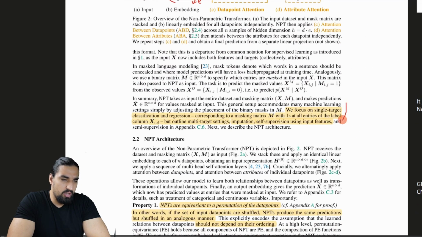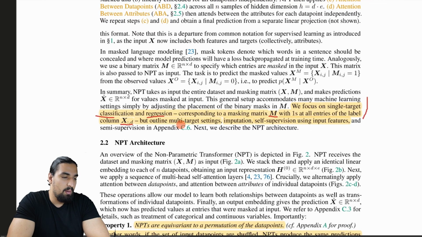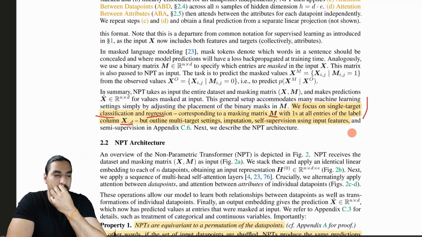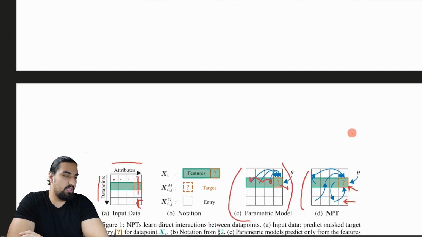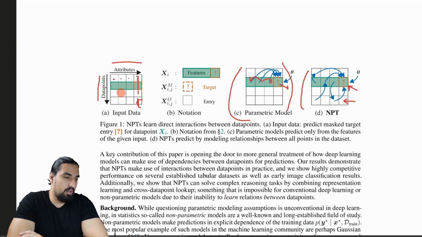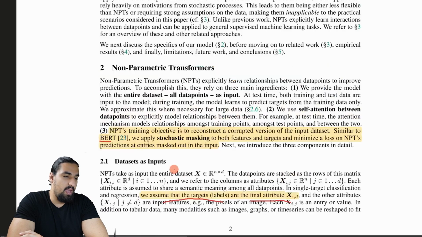So quick mention again, we focus on single target classification and regression, corresponding to a masking matrix M with ones at all entries of the table column X. This just means that the last column is masked. But online multi-target settings, imputation, self-supervision using input features is also possible. So that's what I told you when I said basically they can also mask some other parts of the input data, and that's really cool.